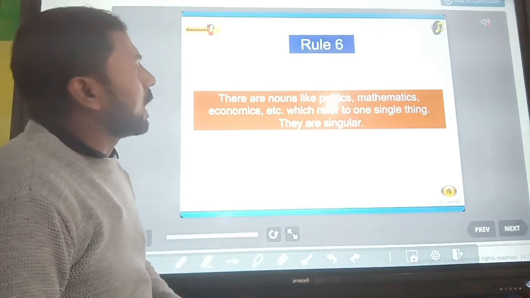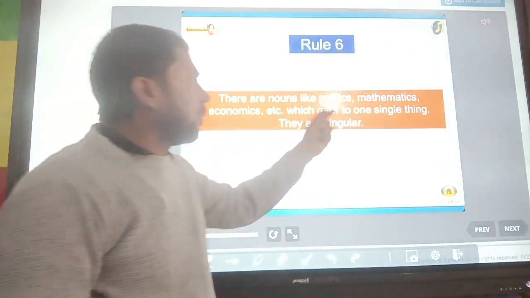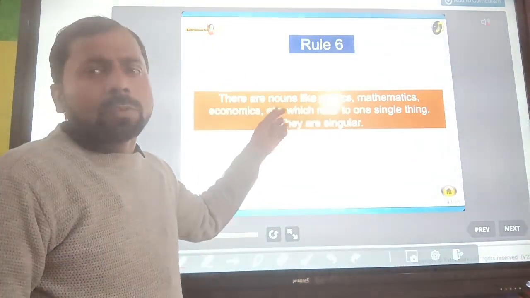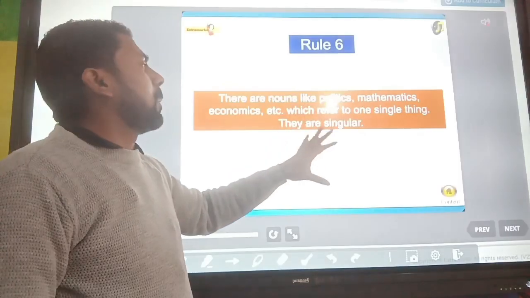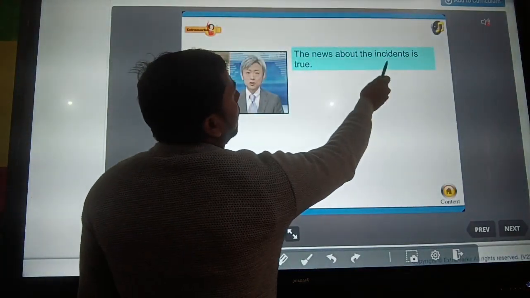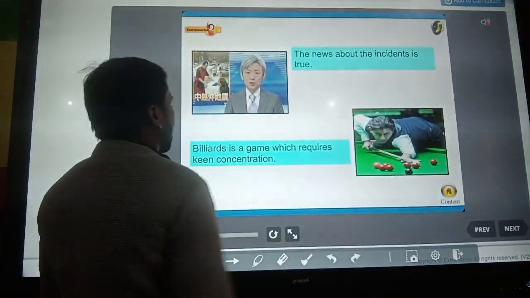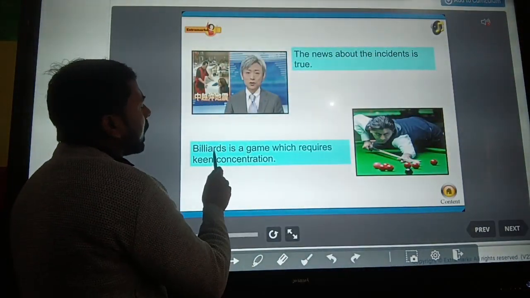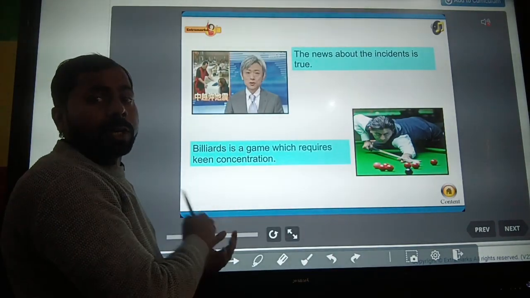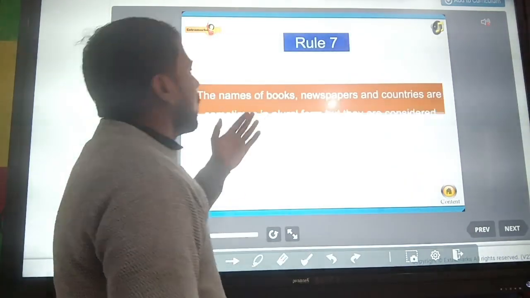There are nouns like politics, mathematics, economics, etc., which refer to one single thing. So with these subjects, we always use a singular number verb. Okay. You can see an example: the news about the incident is true. We are talking about the news. News refers to the singular number. Billiards is always a singular number. But don't be confused, it refers to the singular number. Okay. Now next is rule number 7.